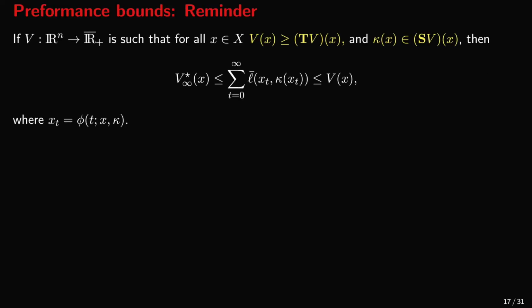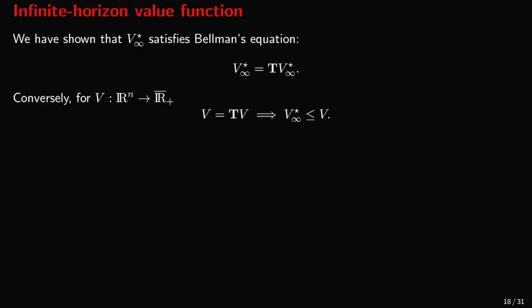Let's go back for a moment to have a look at this result. We have proven that if the extended real-valued function v is larger than or equal tv and kappa is inside sv, then v infinity star does not exceed the infinite horizon cost of the system with the controller kappa, which does not exceed v. Of course, if v is equal to tv, that is, if v satisfies Bellman's equation, this result still holds. We have also shown that v infinity star satisfies Bellman's equation.